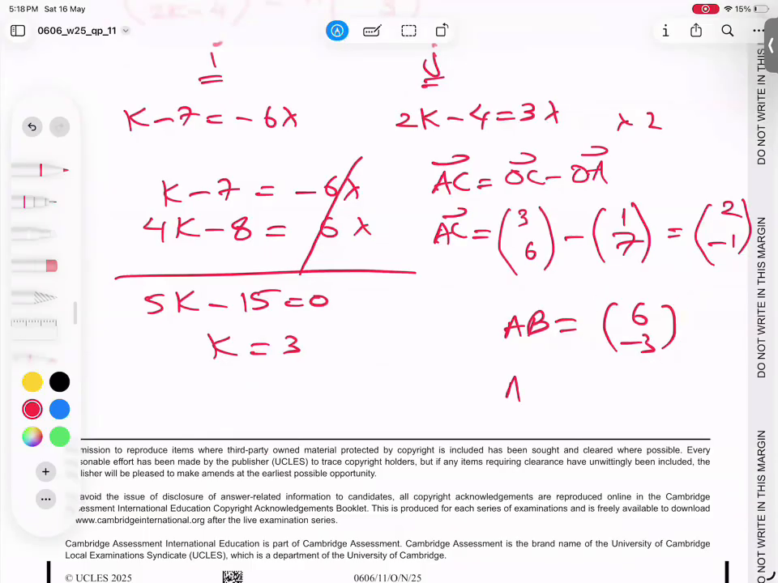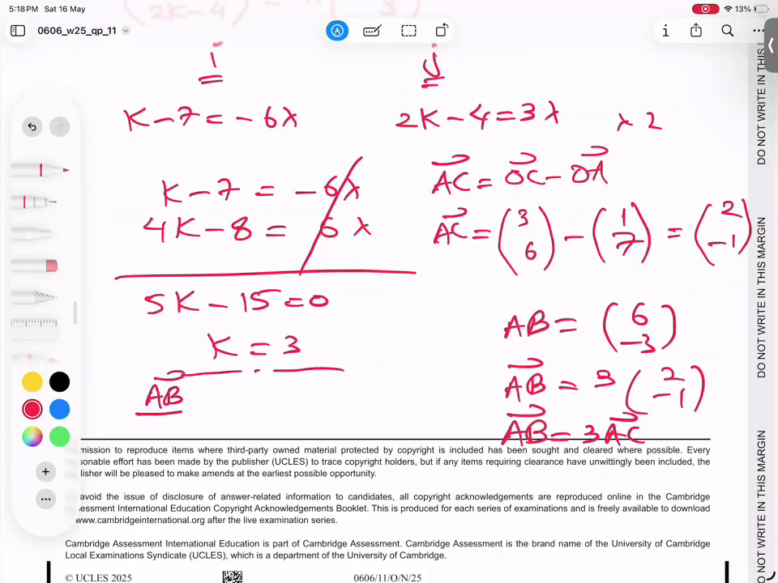I'll open it. AB vector is equal to, take 3 common from here, I got a 2 and -1. Is it same or not same? Yes. So remove it and copy AC here. So AB vector is equal to 3 times AC vector. And he was asking us what is the ratio. So I can say here AB over AC is equal to 3. So AB and AC ratio is 1 and 3.